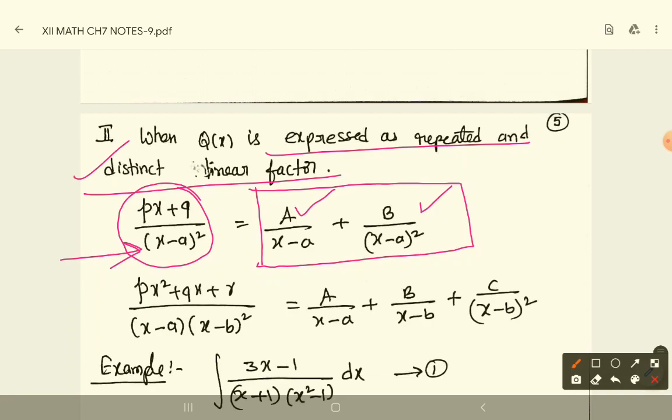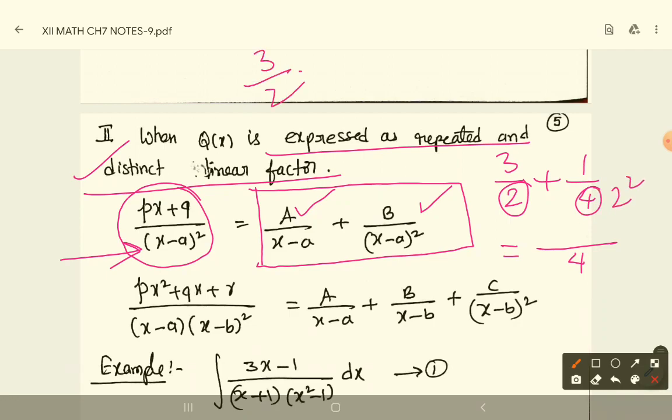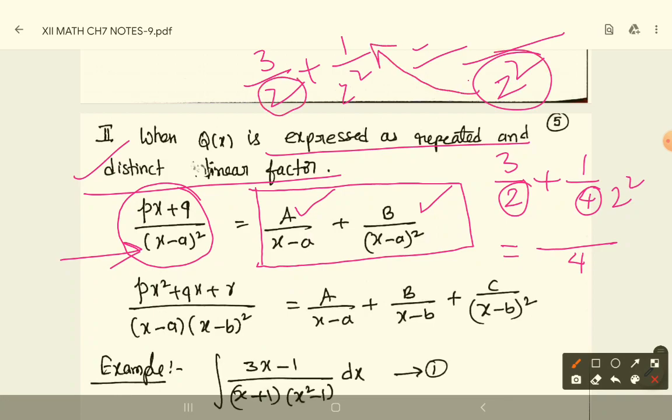Earlier, in 8th standard and 9th standard, you had LCM. When the denominators are 2 and 4, what is the LCM? You take 4 only, because it is 2 and 2 squared. So when I write the simplest fractions 3/2 plus 1/2², the LCM is 2² only. So when the denominator has 2 squared, it can be the composition of two proper fractions having denominators 2 and 2². That's why when (x − a)² is there, it is the composition of two partial fractions having the denominators x − a and (x − a)².